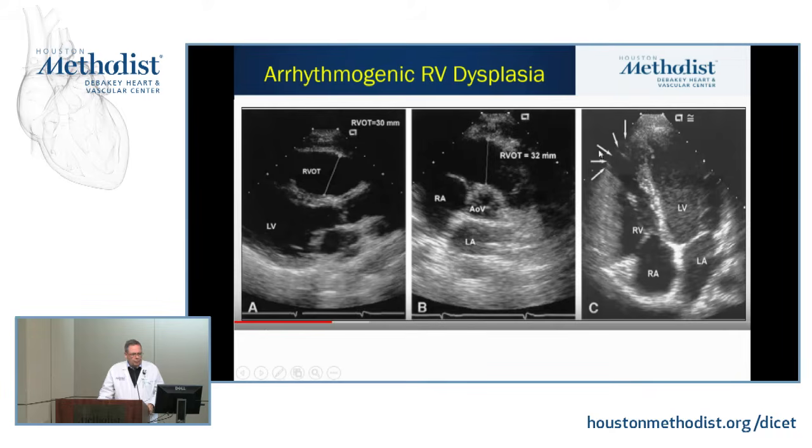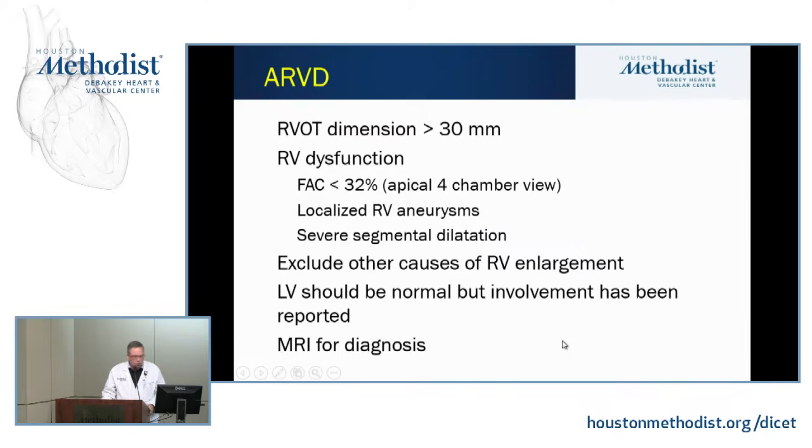They have talked about apical aneurysms or apical akinesis, enlargement of the RV, dysfunction, and therefore, as always happens, whenever you don't have perfect diagnosis of anything, people create criteria. So an enlargement of the RV, some element of dysfunction, either diffuse or localized, and then you exclude other causes of that. LV usually normal, although there have been some rare cases.